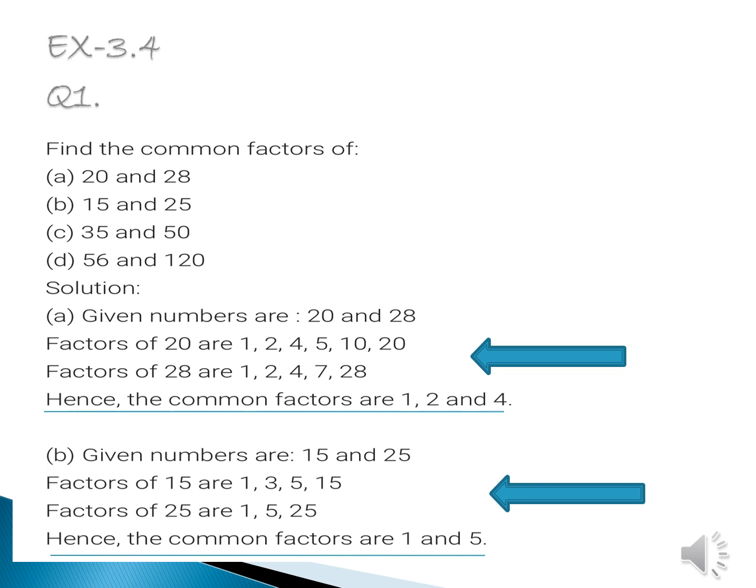So let's write down the factors of 20. 1 divides 20. 1 divides every number, so 1 is a factor of 20. 2 divides 20, 4 divides 20, 5 also divides 20, and 10 and 20 divide 20. So the factors of 20 are 1, 2, 4, 5, 10 and 20. Similarly, factors of 28 are 1, 2, 4, 7, 14 and 28. Hence, the common factors of 20 and 28 are 1, 2 and 4.